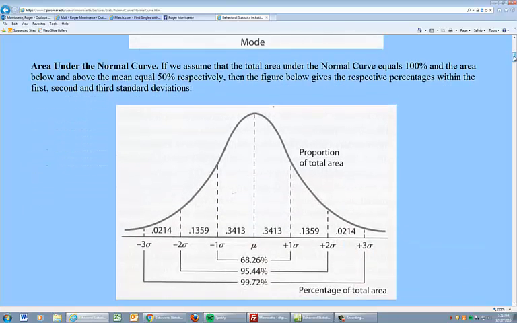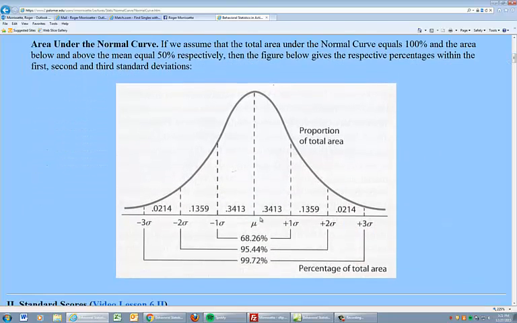This figure right here shows the general proportions underneath the normal curve. Remember, proportions are just a couple decimal points away from percentages. So this says between the mean and the first standard deviation, there's 0.34, or about 34% of the data lies there. Add these two together, and we see that 68% of most data falls within one standard deviation. That's pretty normal, if you will. Normal in quotes, I mean.